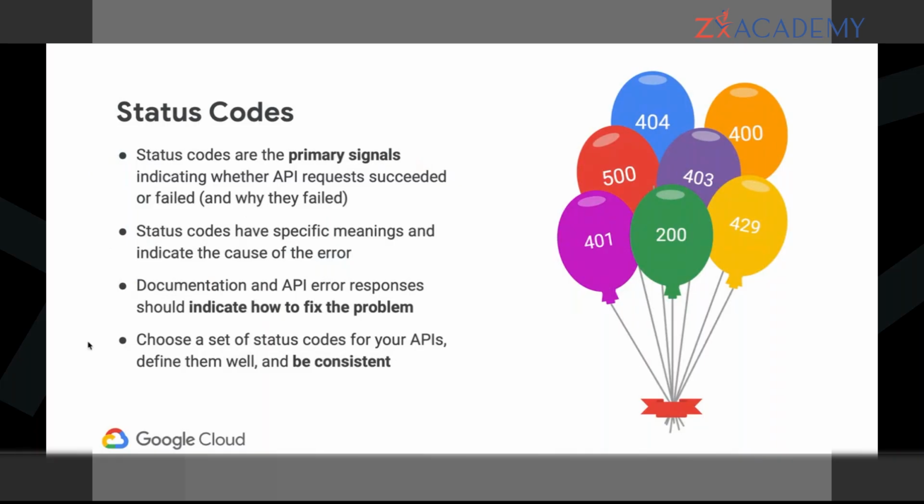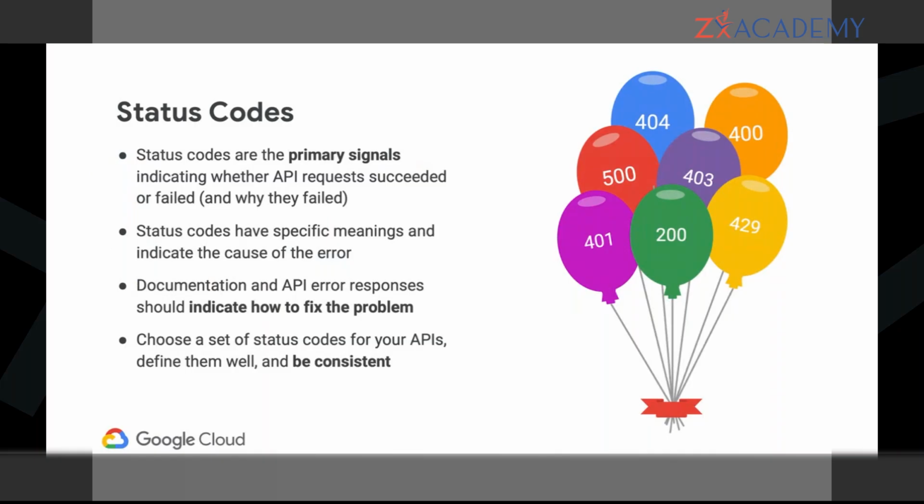Usually the idea is that the documentation and the API error response, when we provide an error response with a JSON payload or anything, alongside the status code should indicate how to fix the problem. The consumer should get an idea of what could be wrong, and how or where to fix it.